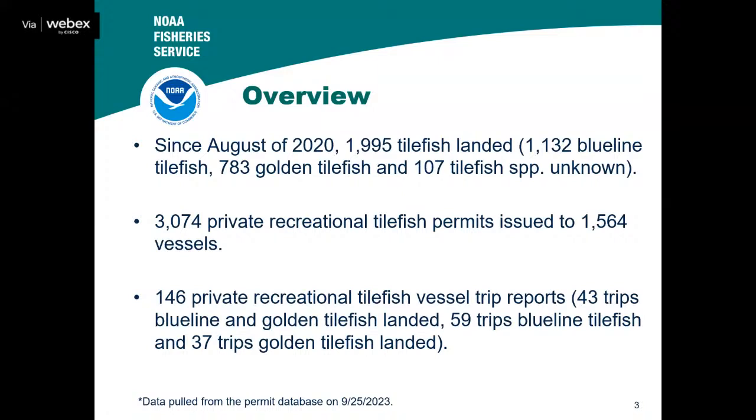So just a broader overview, since the start of the program in August of 2020, we've had close to 2,000 tilefish landed, about 1,132 blueline tilefish, 783 golden tilefish, and 107 tilefish with the species unknown. And we've had just over 3,000 private rec tilefish permits issued to just over 1,500 vessels, and in total 146 private rec tilefish VTRs, 43 of those VTRs including landings of both blueline and golden, 59 just blueline tilefish, and 37 just golden tilefish landed. Next slide.